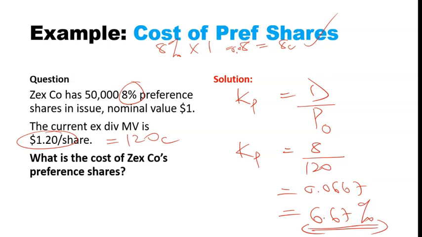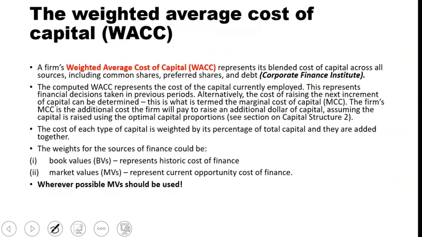that's the idea. Now, once you have mastered all the costs of capital, you then have to move on to what is called the weighted average cost of capital. The firm's weighted average cost of capital represents its blended cost of capital across all sources, including common shares, preferred shares, and debt. That is according to the Corporate Finance Institute.